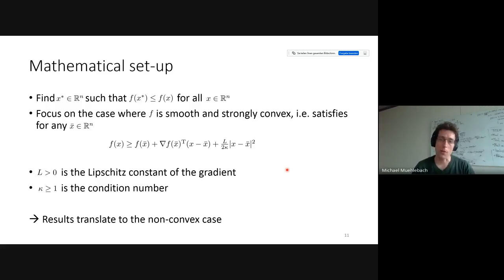So if kappa is close to 1, this means that the function f has round level sets. So these level sets are symmetric and look the same along all dimensions. But if kappa is increased, so if kappa is large, then the level sets of the function f can become distorted. So they can be like elongated ellipsoids. So that's important to have this picture in mind. And we'll see that all the results that I will present essentially extends to the non-convex case.